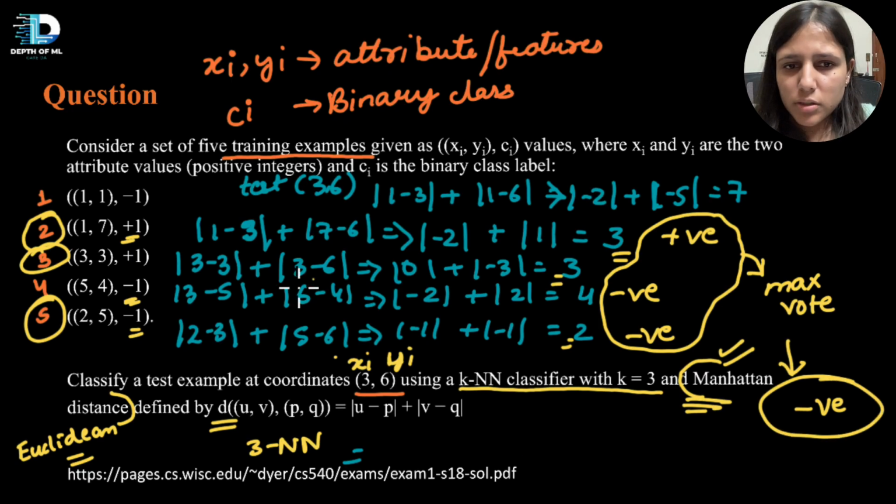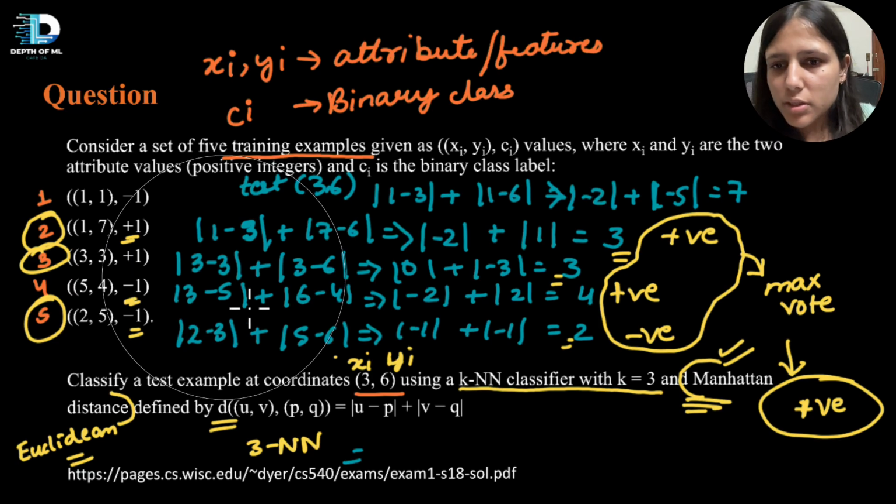Understood? Oh, sorry, I made a mistake over here. This is a positive sample, so this is actually positive. I made a mistake. So the third sample is positive, the second sample is positive, and the fifth sample is negative. I actually took this by mistake. Let me correct this here.